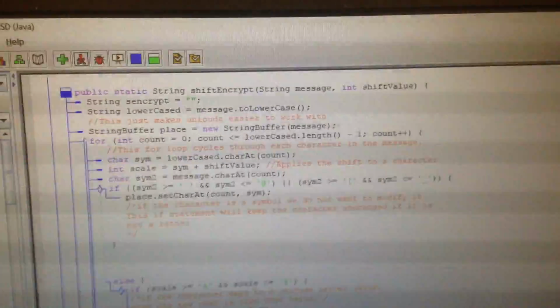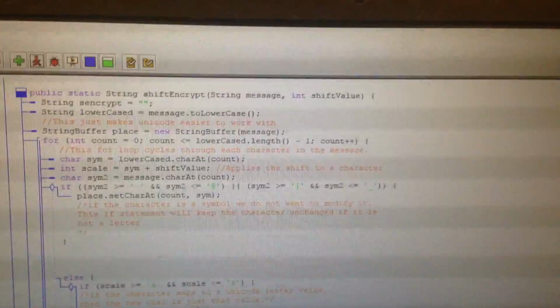Okay, so shift encrypt, you're taking an initial message and shifting it by a certain value. By shifting it, I mean like, say A is 1, B is 2, and so on through the alphabet. So you're shifting by, say, 3. So A is 1 plus 3, you get 4. So A would map to D, and so on for every character.